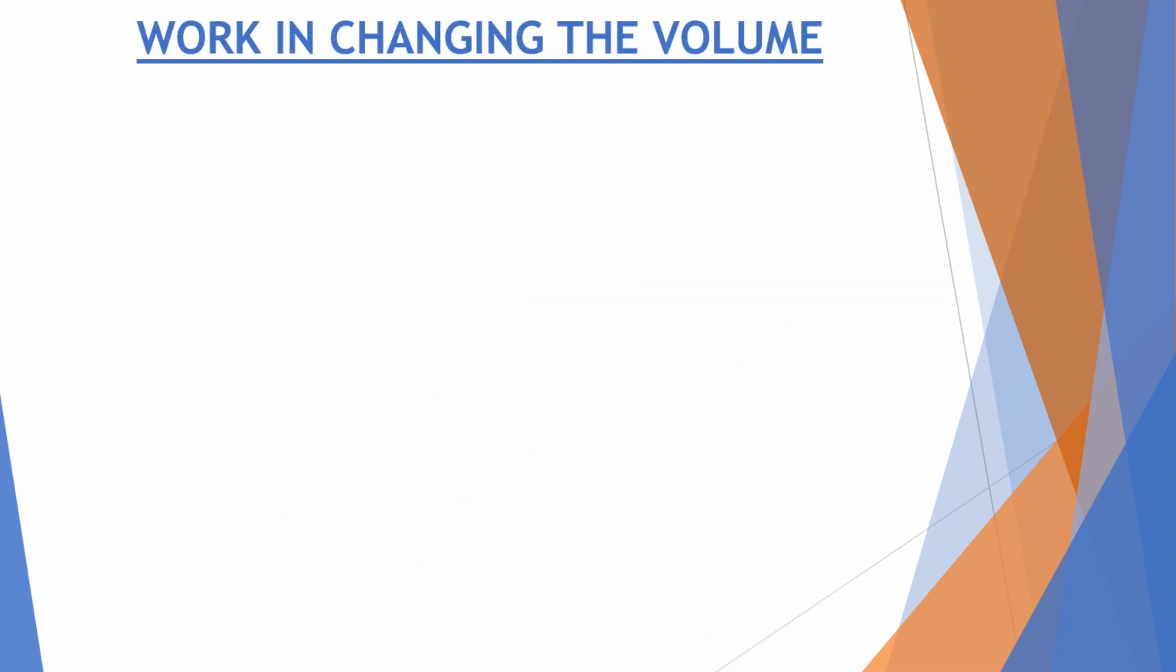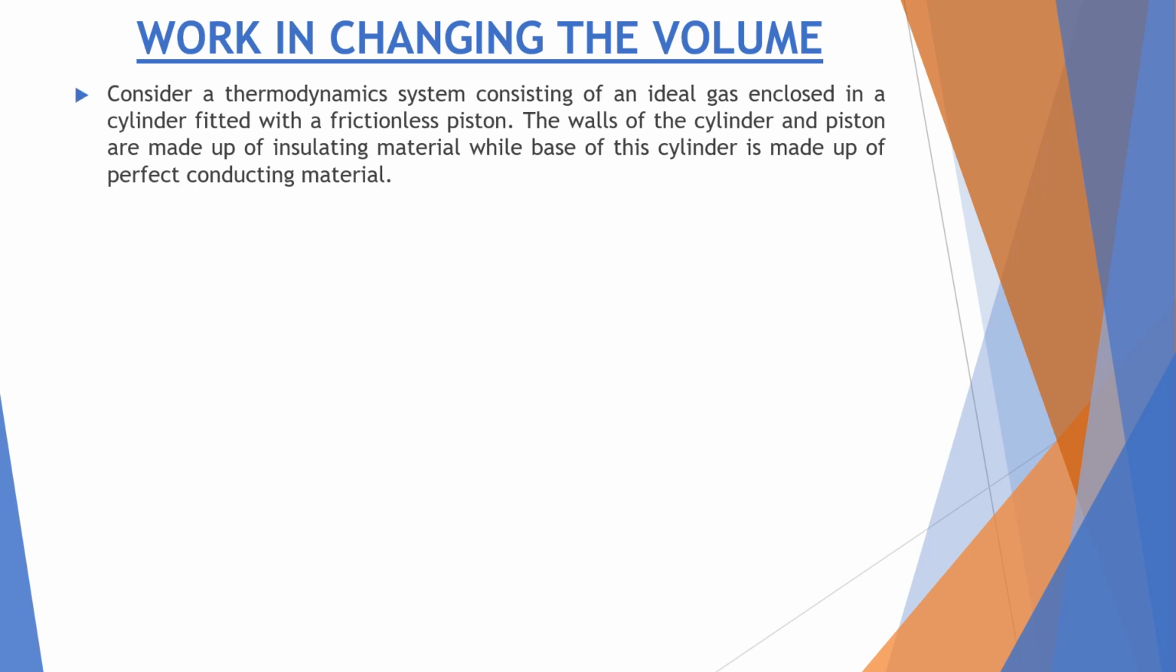Okay, now let's talk about work in changing the volume. For that, we have to consider a thermodynamic system. A thermodynamic system consists of an ideal gas enclosed in a cylinder fitted with a frictionless piston. The walls of the cylinder and piston are made up of insulating material, that is non-conducting material, while the base of the cylinder is made up of perfect conducting material.